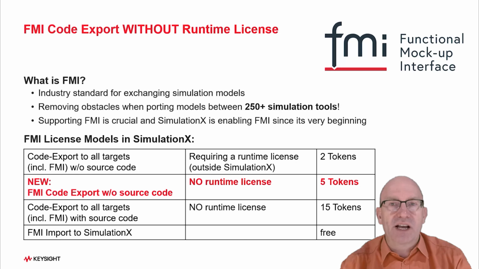That's why we decided we should have this middle level here, which is FMI code export without source code still, because otherwise we would replicate the complete functionality of the big code export options. But here we deliver the binaries, we remove the runtime license, and we enable this feature for 5 tokens. And of course, because it's a token feature, it's something which you do not have to license individually. But you can use it from your token pool, and you can also return 2 tokens back to the pool once you have finished your export.